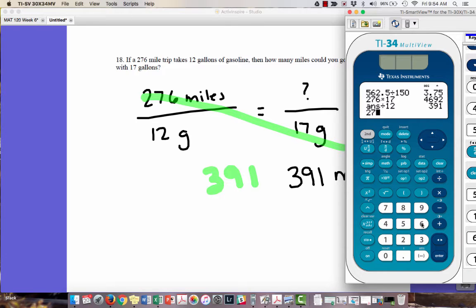If I wanted to check that, I could always say 276 divided by 12. Oh, that's 23. And then 391 divided by 17, and I should get 23 as well. That way I know that they are proportionate. I didn't multiply the wrong thing.